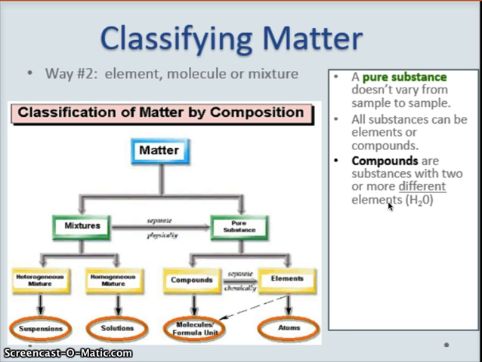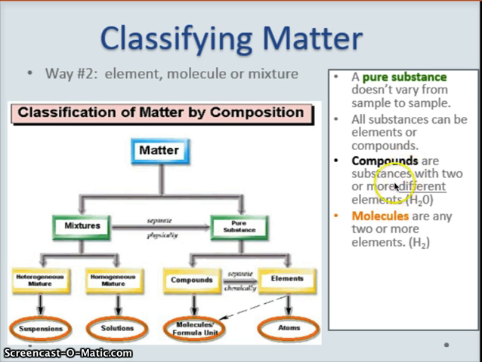Different is the key word here. Different, different, different. They must have two different elements. H2O, two different elements, H and oxygen, so it's a compound. However, molecules could have any two or more elements. So H2, for example, is considered a molecule because it has two elements. But this molecule, H2, is not a compound because it only has one type of element, hydrogen.